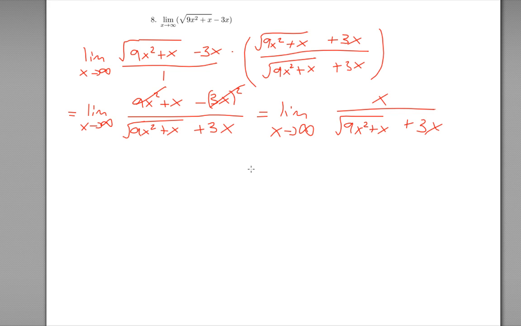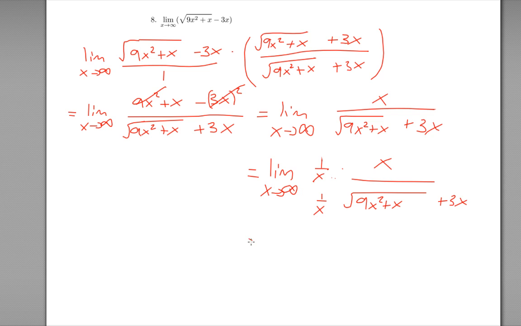So we're going to multiply the top and the bottom by 1 over x, as x goes to infinity. 1 over x times x over, and we're going to multiply the bottom by 1 over x as well. Square root of 9x squared plus x plus 3x. All right. So when we do this, the top goes to 1, right? 1 over x times x is just 1.